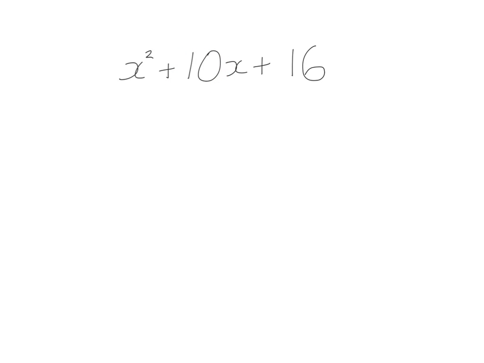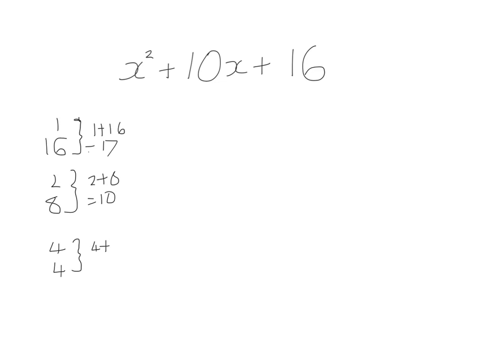So my factors of 16 are 1 and 16. They are 2 and 8, and they are 4 and 4. If we look at the sum of those factor pairs, 1 plus 16 is 17, 2 plus 8 is 10, 4 plus 4 is 8.